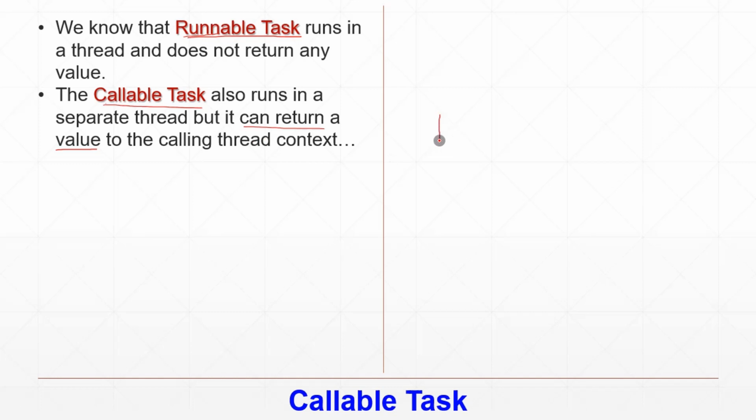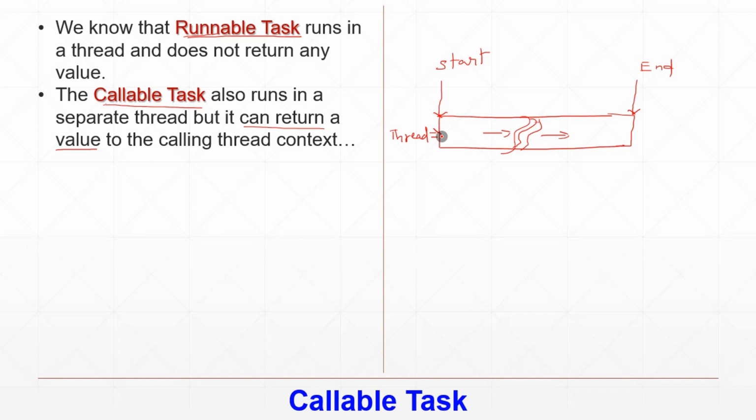So this is also a threaded task, and there will be a start and the thread will end after the execution. A thread will run this and it will be a parallel task. There will be other threads also, main thread or some other thread. Like a normal thread, the callable task is also a threaded task.